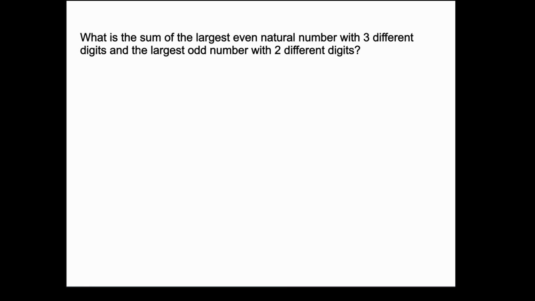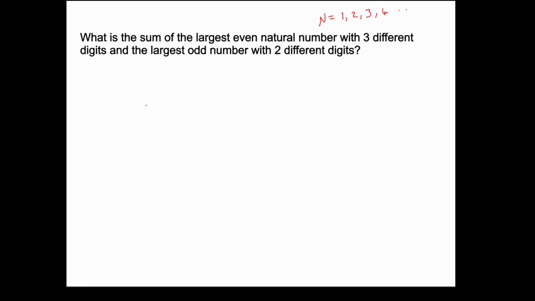What is the sum of the largest even natural number with 3 different digits and the largest odd number with 2 different digits? Natural numbers, you can also call them the counting numbers, are the numbers that you use to count things. So it's like 1, 2, 3, 4, and it goes to infinity.